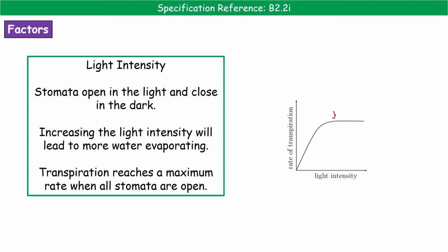The reason for that is that when we keep increasing light intensity, there comes a point when all stomata are open. When all of the stomata are open, continuing to increase light intensity is going to do nothing, because if they're already open, we can't open any more. So initially, increasing light intensity increases the rate of transpiration because more stomata open and therefore more evaporation of water occurs. However, we hit a point where all the stomata are open and therefore we get that plateau.